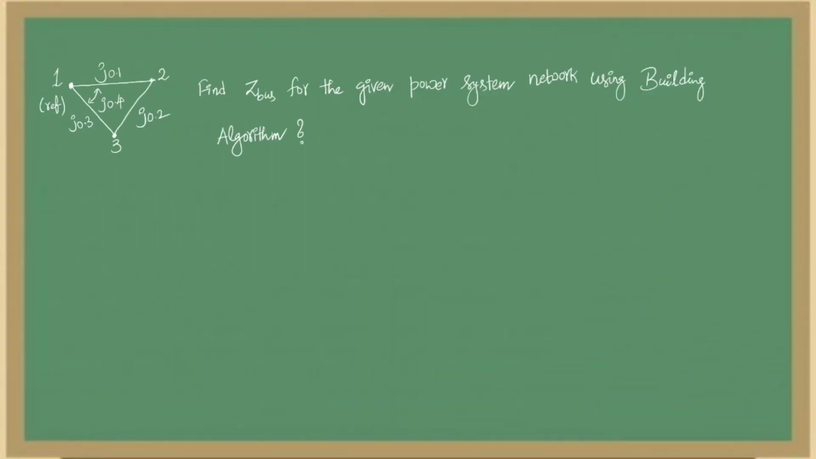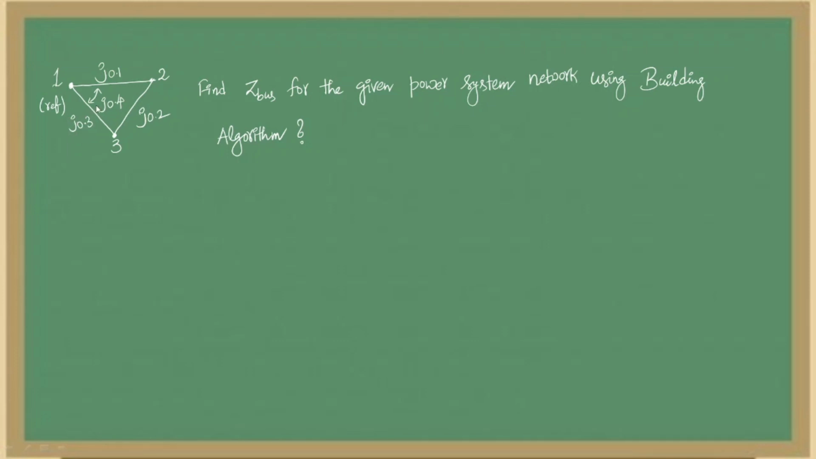Hi everyone. In this video, we can understand how to find the Z-bus matrix for a given power system network using building algorithm. In this problem, if you see the diagram, it has three buses: first bus, second bus, and third bus. And these are the three elements connected in between the three buses. One is j0.1, the second one is j0.2, and the third one is j0.3.